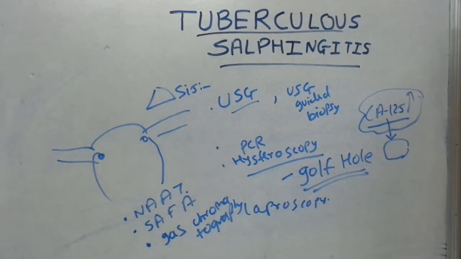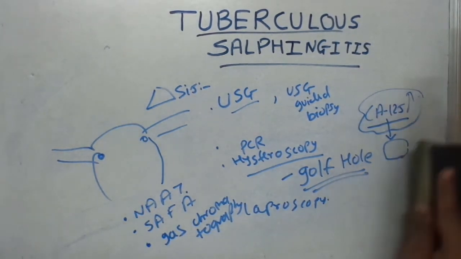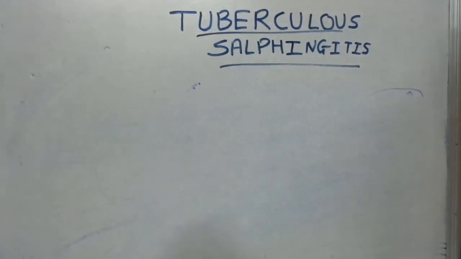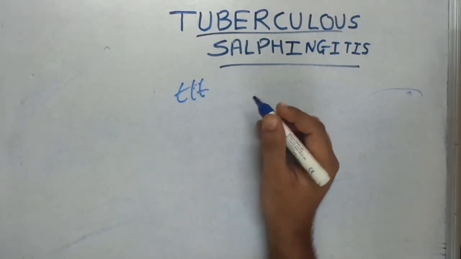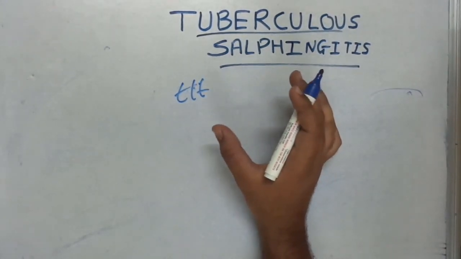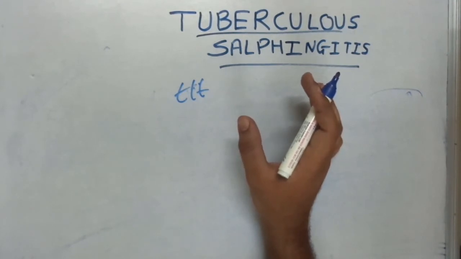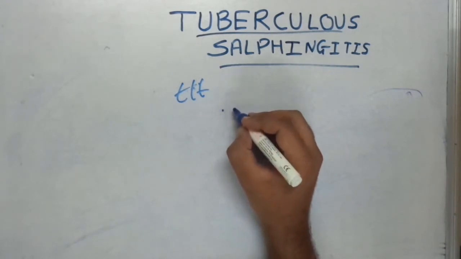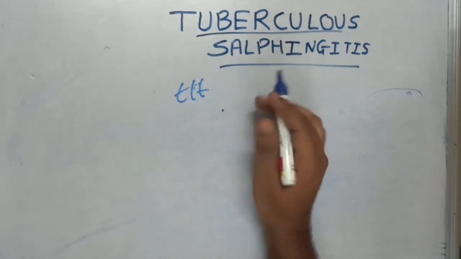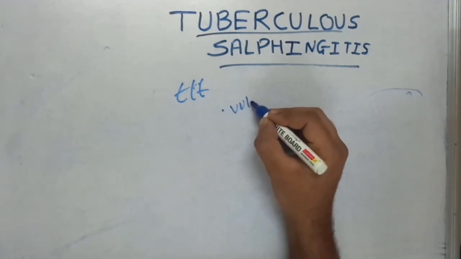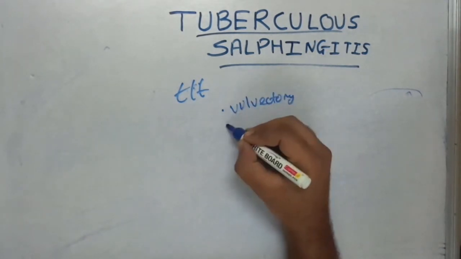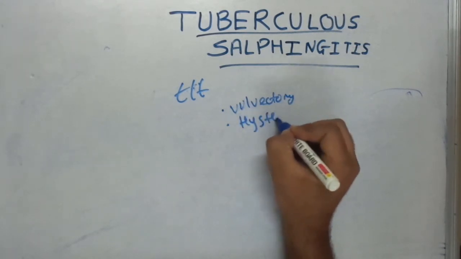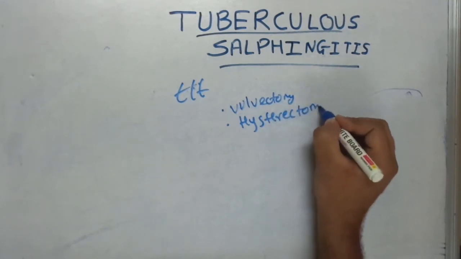Let us see the treatment part of tuberculous salpingitis. In medical treatment, we will start an anti-TB regimen, and in surgical interventions, there is vulvectomy when localized vagina or vulva is involved. Then hysterectomy when extensive involvement is there.